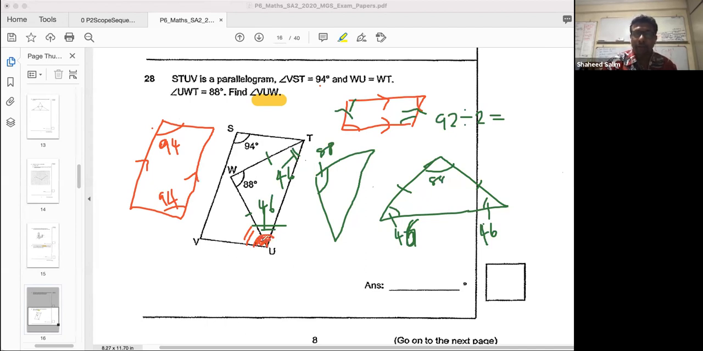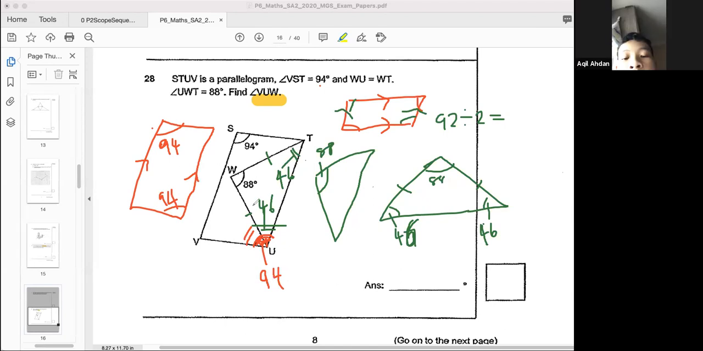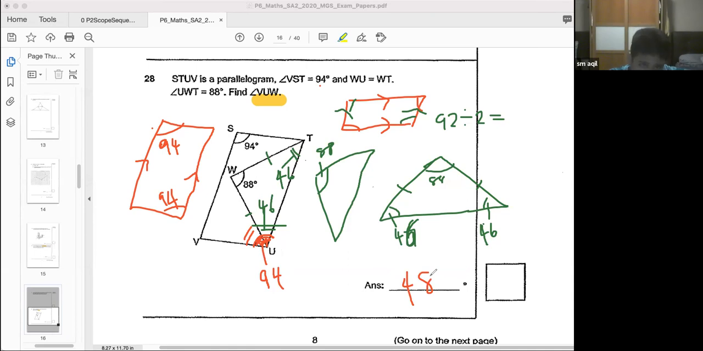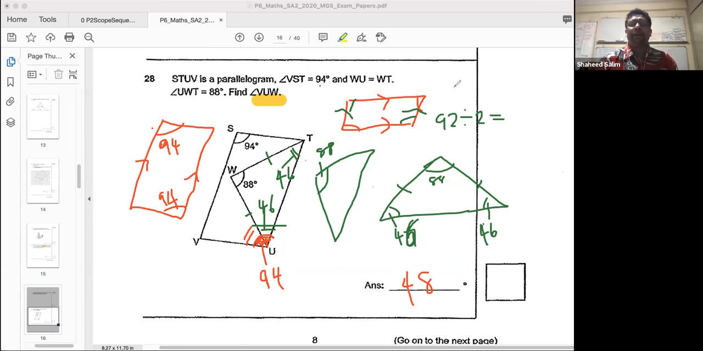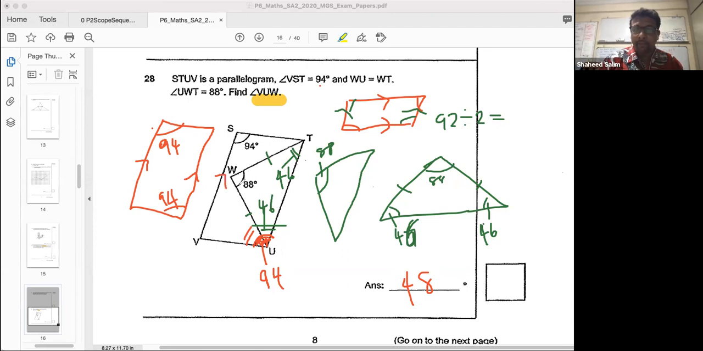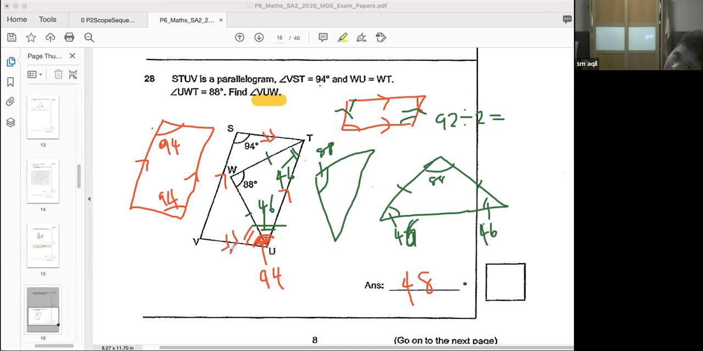Can you find VUW now? This is 94. Come on, guys. This is like the second last question, or almost the last question. This one is 94, now 46. 94 minus 46 is 48. But you get it, right? You know how to get it? Yes, because diagonally opposite angles are the same. This is a parallelogram. I understand. Well done.